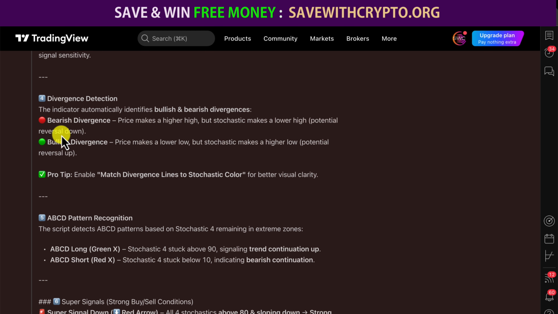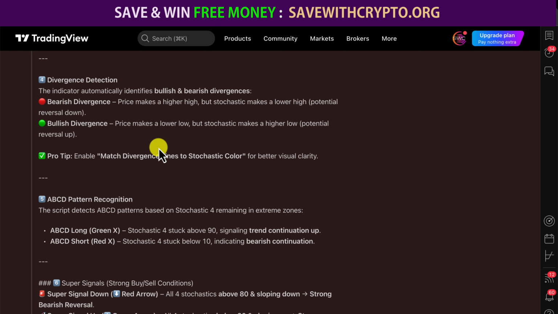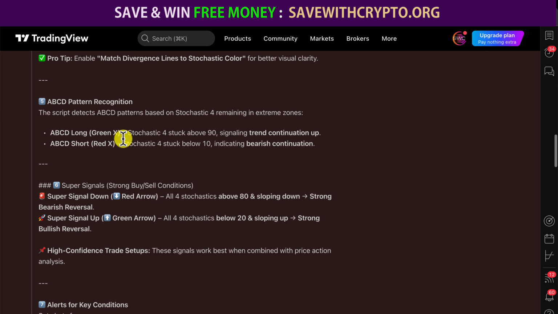Okay, there's the divergence detection that I've yet to explore fully. That's going to be interesting, but I'll do that in a later video. ABCD pattern recognition. This is the green and red crosses. So that means you've got stochastic 4, which is the green one, below 90 and staying there. And the same again for the red cross, when the green stochastic is below 10 and staying there, so that indicates a bearish continuation.